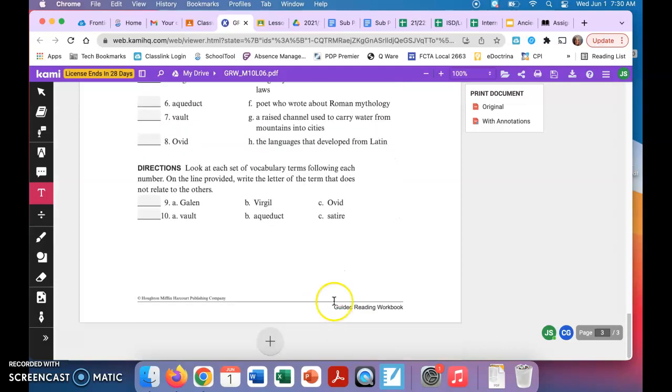And the last section here, you have 3 vocabulary terms in each row. 2 connect to each other or are related to each other, but 1 is not. 1 is like opposite or just doesn't belong. So in line 9, we have Galen, Virgil, or Ovid. 2 of those are related, 1 is not. And then number 10, vault, aqueduct, and satire. Again, 2 of them are connected or related in some way, and 1 is not.